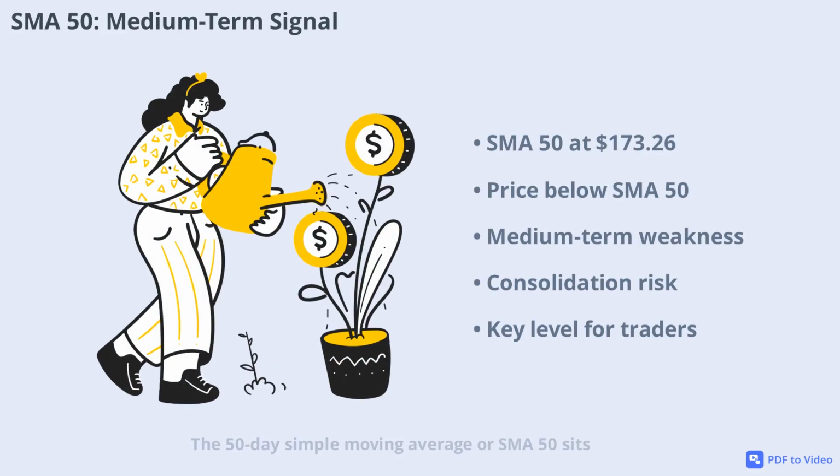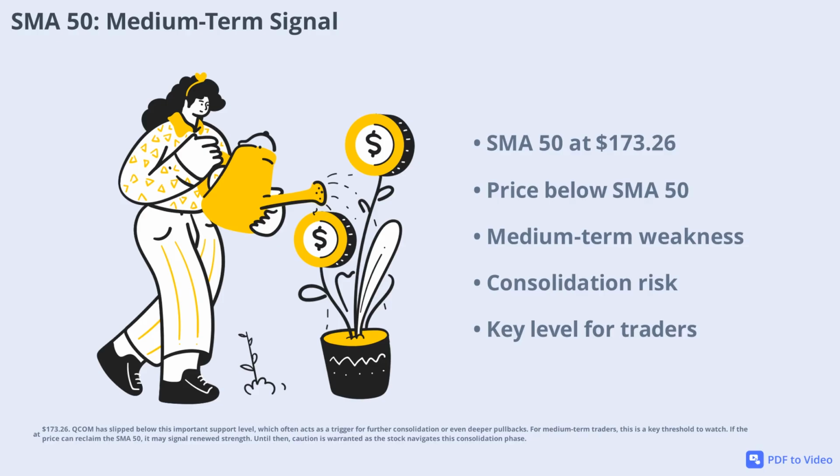The 50-day simple moving average, or SMA 50, sits at $173.26. QCOM has slipped below this important support level, which often acts as a trigger for further consolidation or even deeper pullbacks. For medium-term traders, this is a key threshold to watch. If the price can reclaim the SMA 50, it may signal renewed strength. Until then, caution is warranted as the stock navigates this consolidation phase.